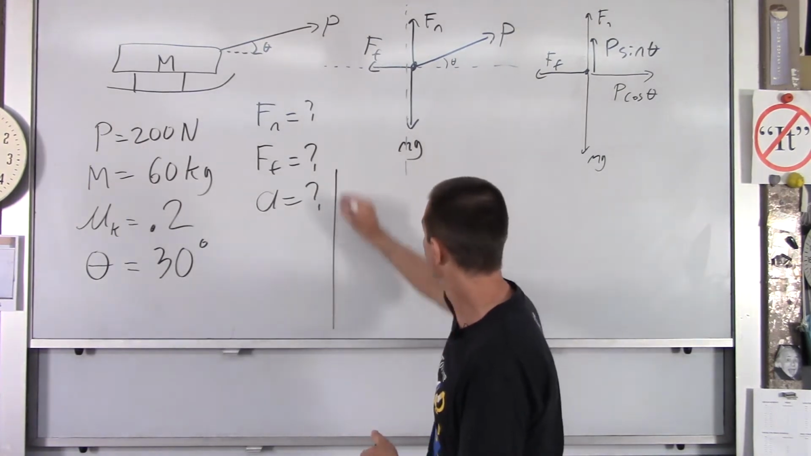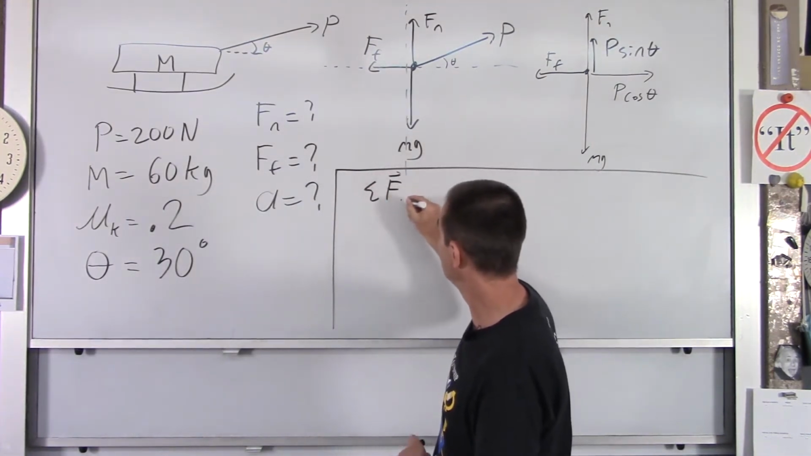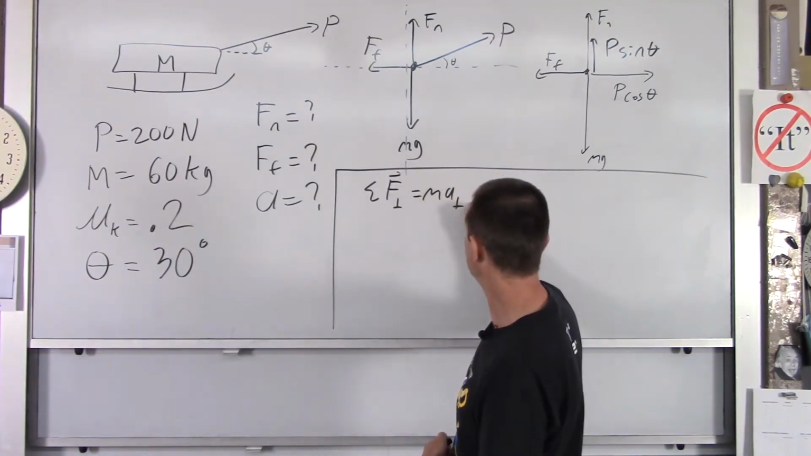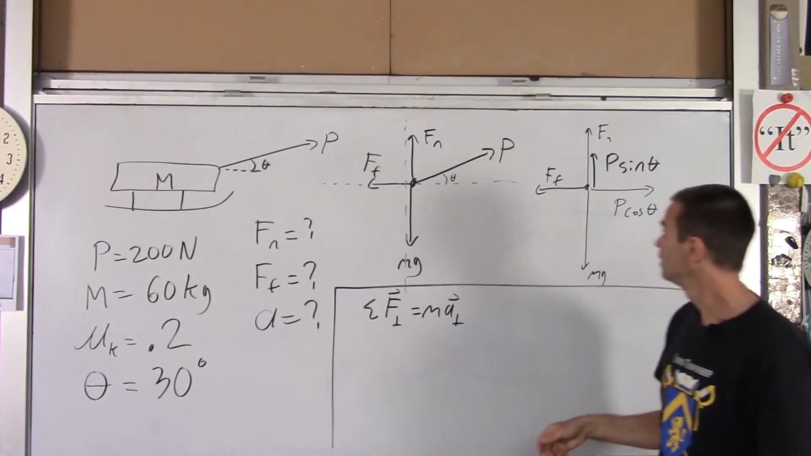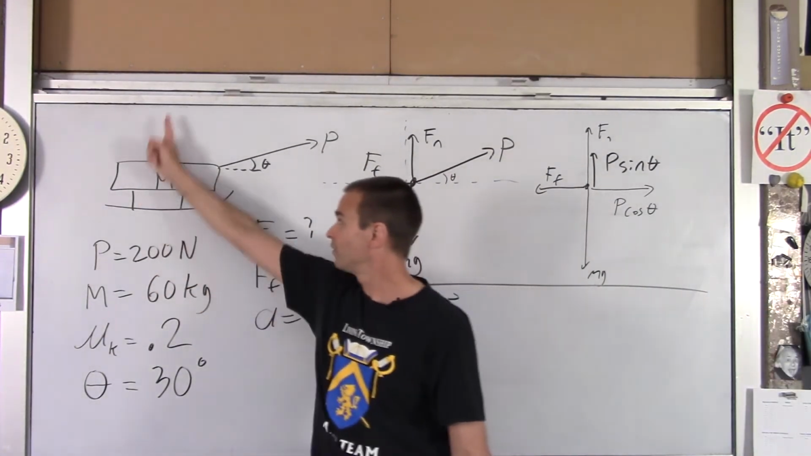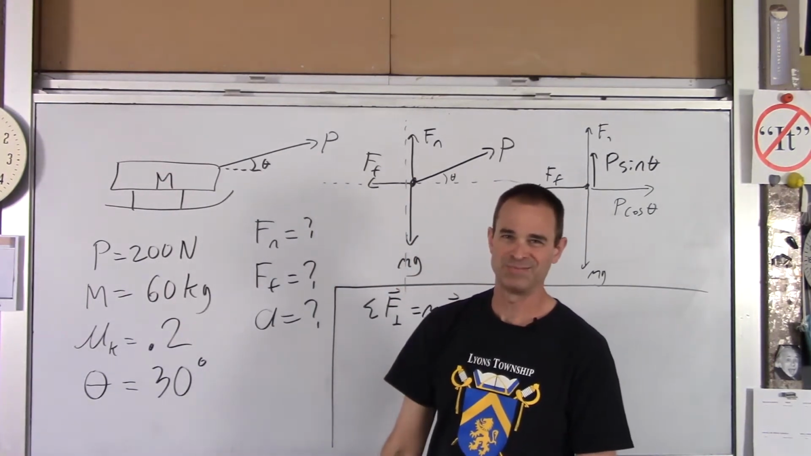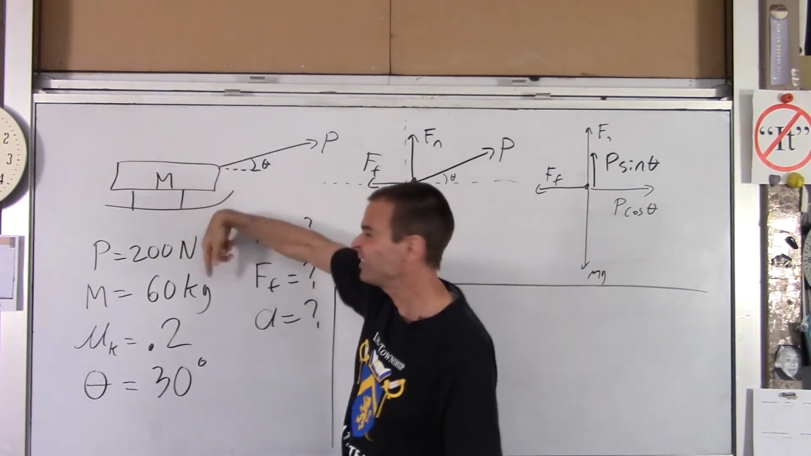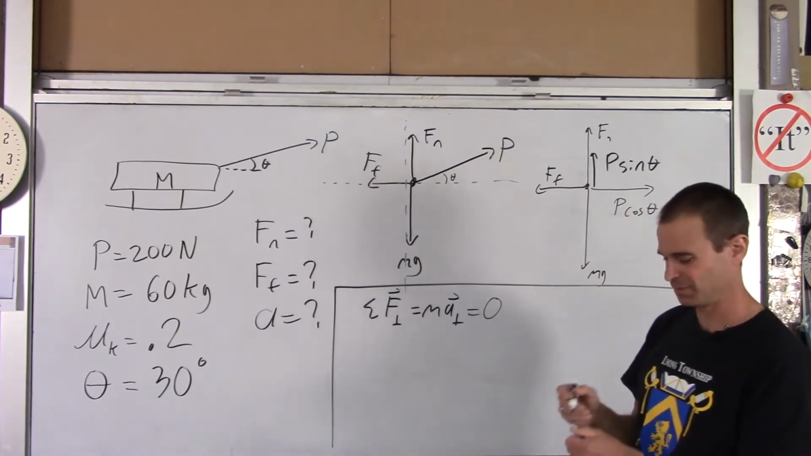So the net force perpendicular to the motion direction equals m a perpendicular. Now, question for all of you. What is the vertical acceleration of the sled? I hope you didn't say 9.8, all right? This sled is moving horizontally. It doesn't have any vertical acceleration, so this equals 0.